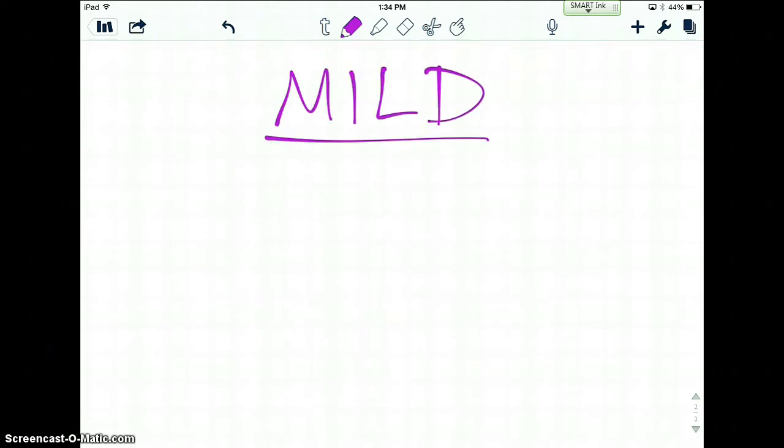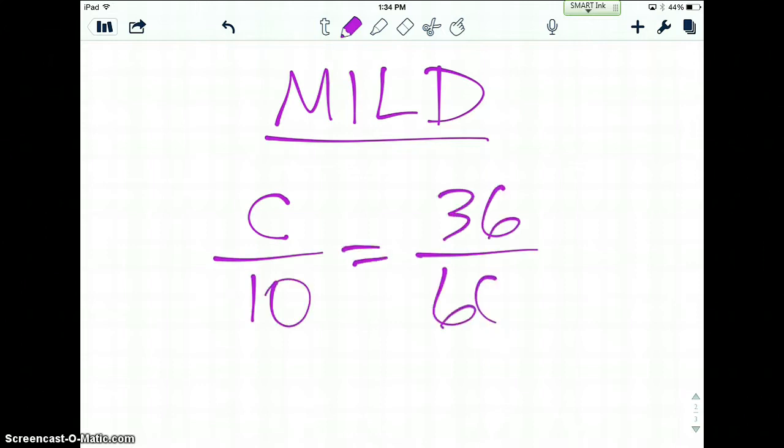Pause the video if you feel like you could do this on your own, and then unpause it so you're doing it right. So a mild problem. Let's start out with something like this: C over 10 equals 36 over 60. This is considered mild spice. Now we have a proportion, because I have a ratio on one side, a ratio on the other, and they're equal. Okay, so I want to know what number, C value, is going to make this proportion true.